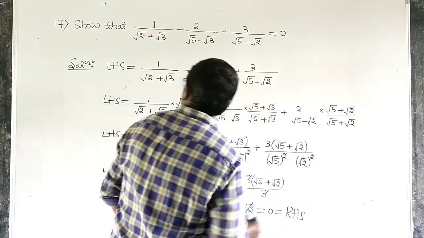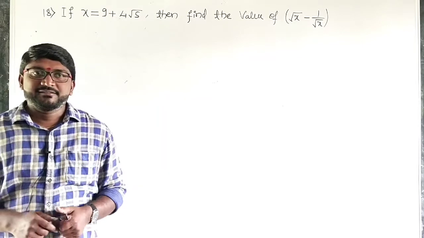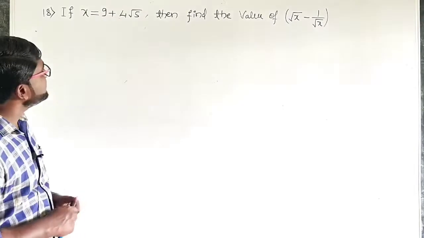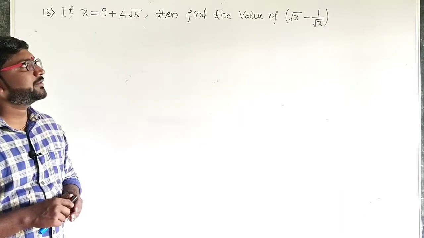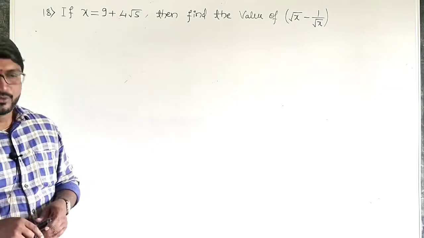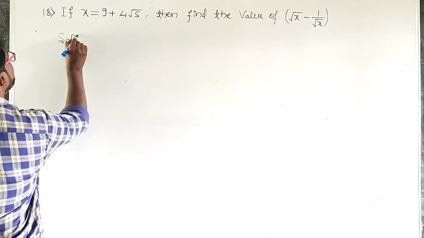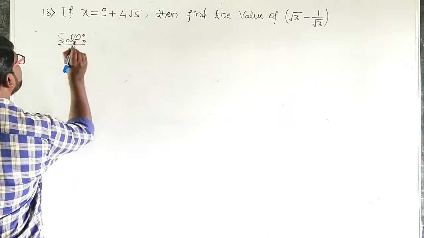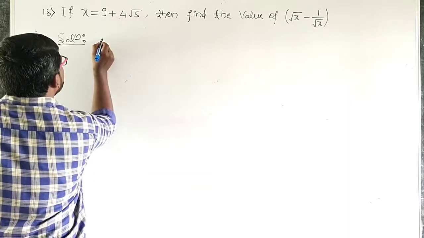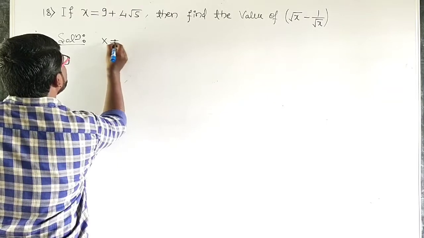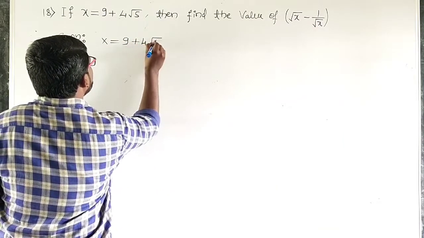So this is all about the 17th problem. Well, the 18th question it is: if x is equal to 9 plus 4 times root 5, then find the value of root x minus 1 by root x. So here we have x and we have to find the 1 by x value. Later we will go for root x minus 1 by root x. First I will write x equals 9 plus 4 times root 5.